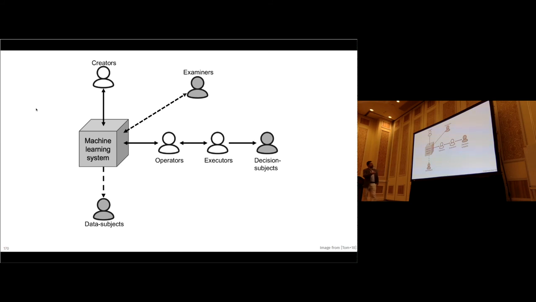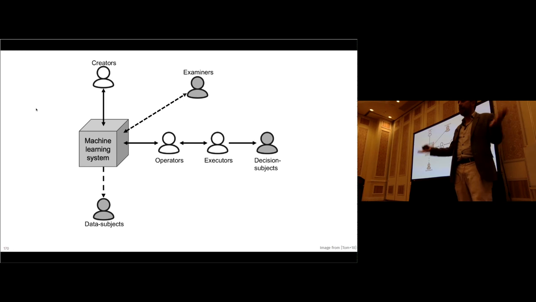You might have examiners, so you want to have independent people checking that the machine learning system is doing what it's supposed to do. You might have data coming from some subjects, so you want to be ensured that these people can have an access to this machine learning system to ensure that their data has been used properly. And then you have the operators who are using the machine learning system for some purpose, and each of these actors will need different and tailored type of explanation and conversation with the machine learning system. And each of them might have different type of dialogues.